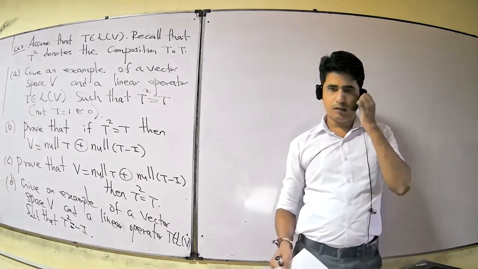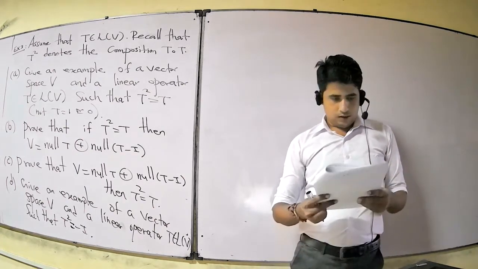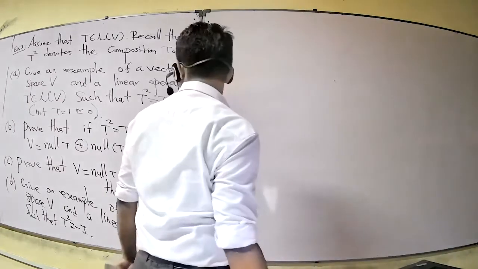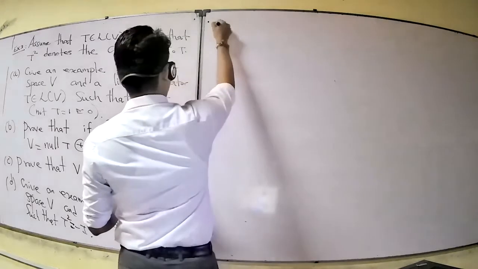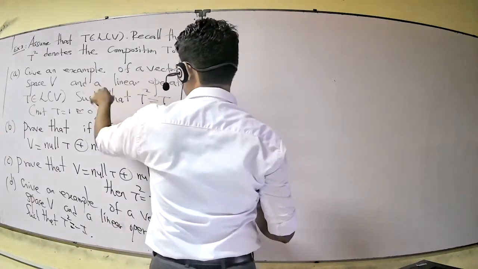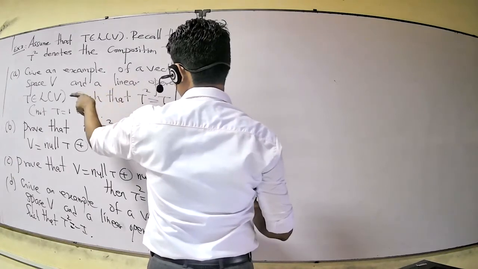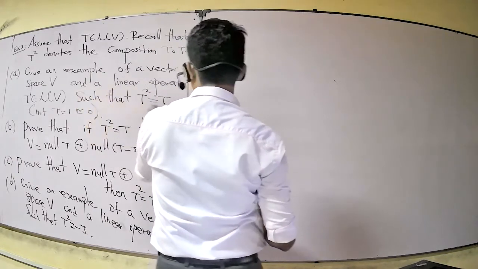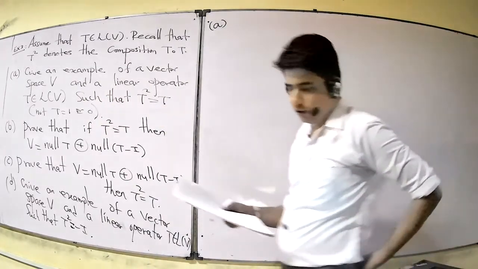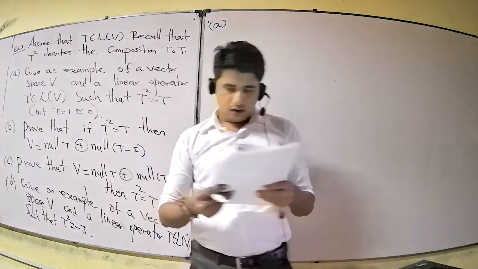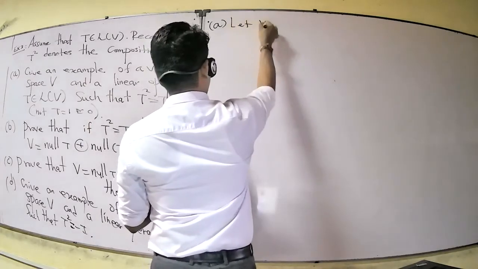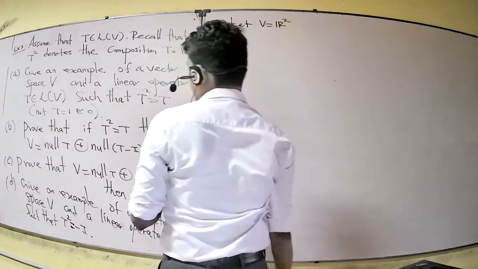Right, we will do this problem now. First part. For example, give an example of the vector space V and a linear operator T, V to V, such that this condition is satisfied. T squared equals T, okay, T does not take the value 1 or 0. Let V equal R squared, yeah, V equal R squared.